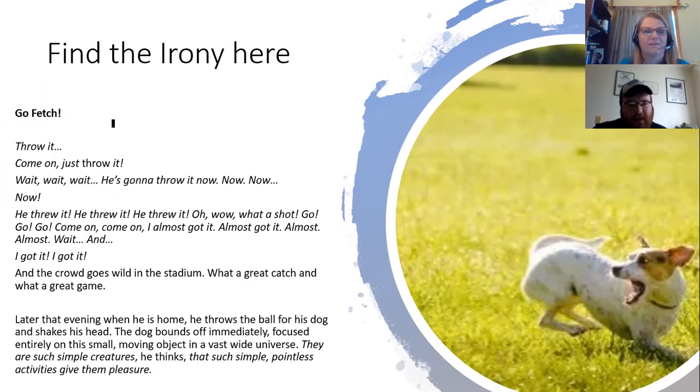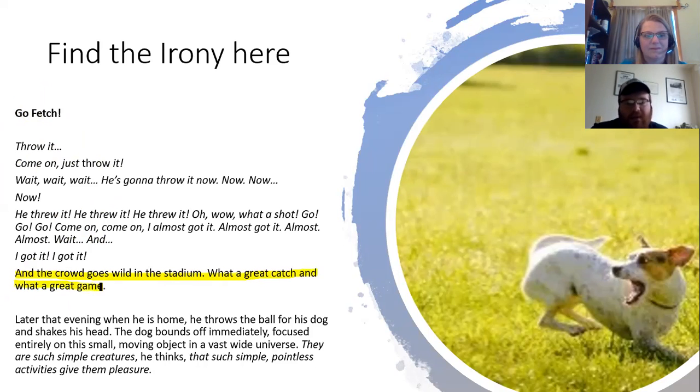Throw it. Come on, just throw it. Wait. He's going to throw it now. Now. He threw it. He threw it. Oh, wow. What a shot. Go, go. Come on. I almost got it. Almost got it. Almost. Wait. And I got it. I got it. And the crowd goes wild in the stadium. What a great catch and what a great game.